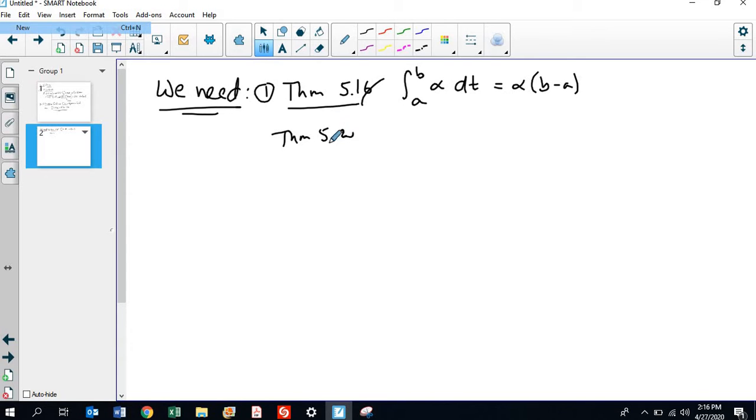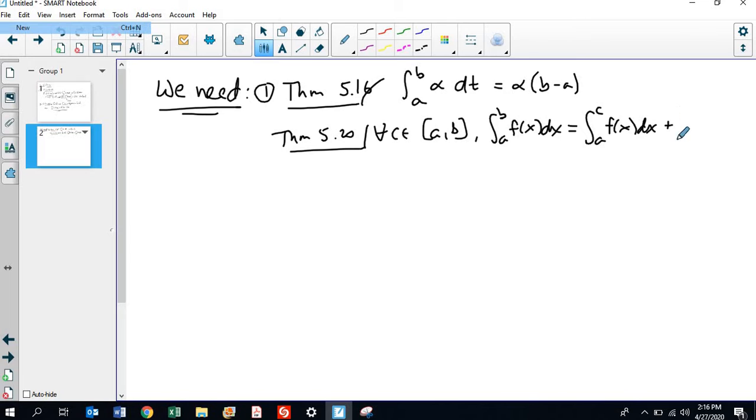Theorem 5.20, we're going to use that. It says for any point c in between a and b, if you want to take the integral from a to b of f of x dx, you can do that by breaking it up at c. Again, this is assuming the integral exists, but if I write it, it's assumed to exist. I'm summarizing the theorems for you, not writing them out. You can look them up and find all the hypotheses for them.